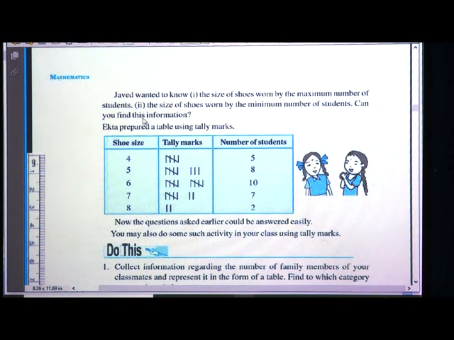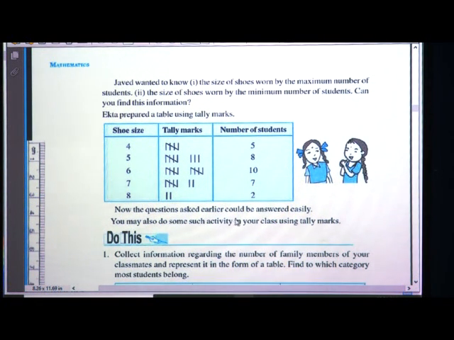Okay. Next, the size of the shoes worn by the minimum number of students. The least number of students, which size of shoes have they worn? It is 8. 2 students have worn the shoe size 8. Now, the question asked earlier could be answered easily by using this table.